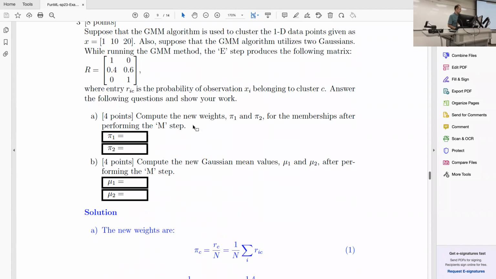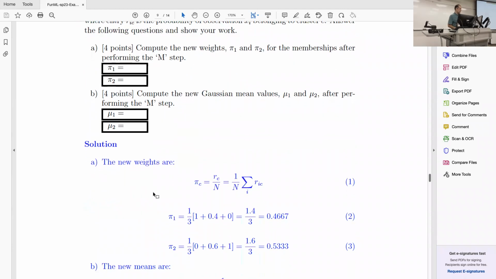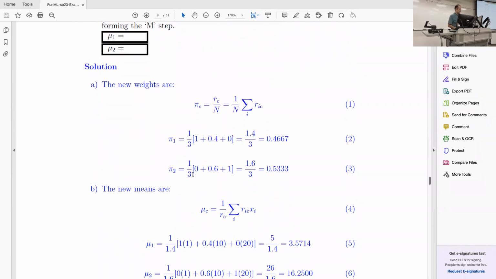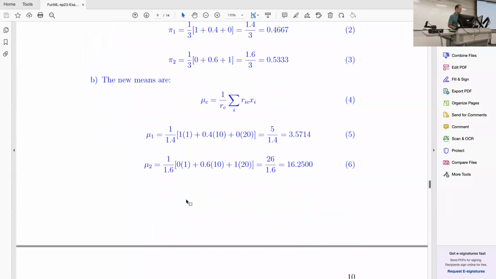This one, I think everybody got this correct. It's a very simple calculation for the pi and the mu values. Some people missed dividing by 3, so they lost 1 or 2 points. But overall, this is the solution for this problem.